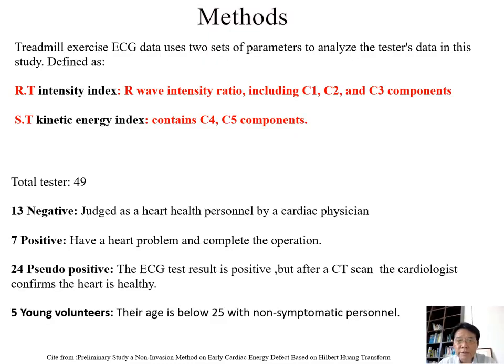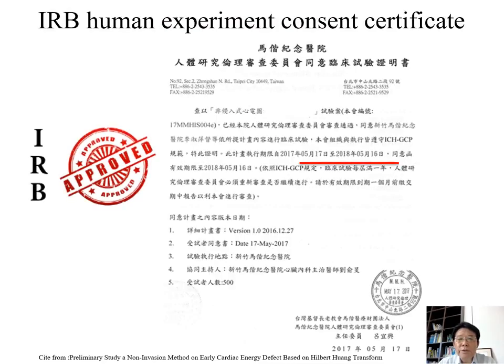Total testers: 49. 30 negative, judged as heart healthy personnel by a cardiac physician. 7 positive, have a heart problem and completed the operation. 24 pseudo-positive, the ECG test result is positive, but the CT scan confirmed the heart is healthy. And 5 young volunteers, their age is below 25, non-symptomatic persons. The IRB human experiment was approved by hospitals.